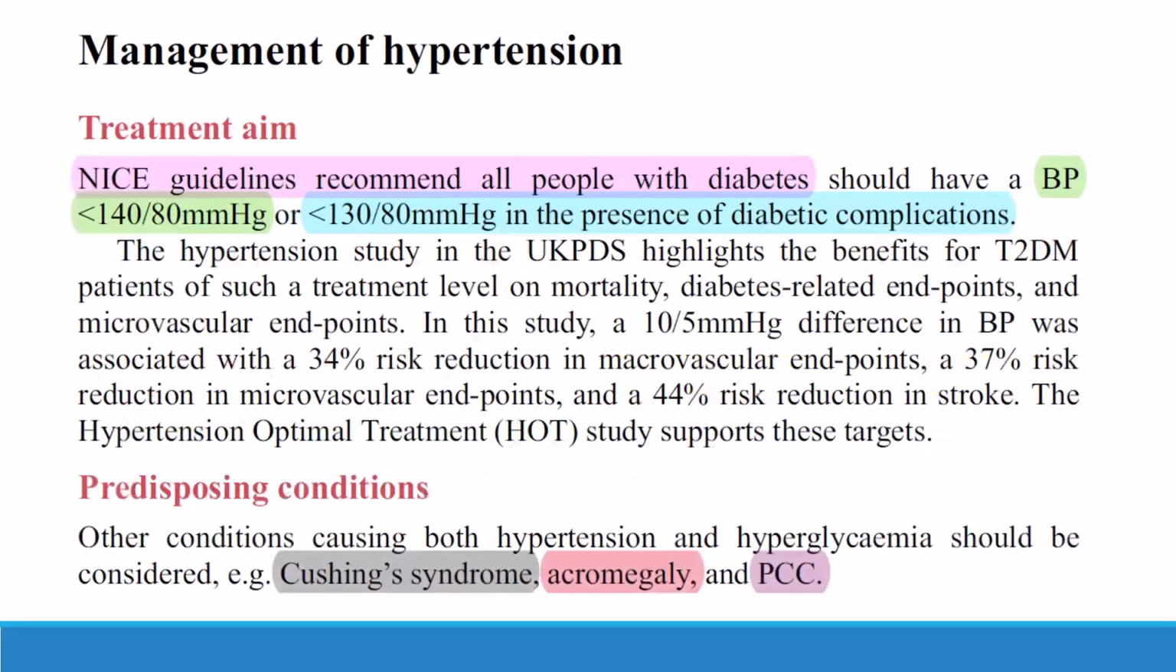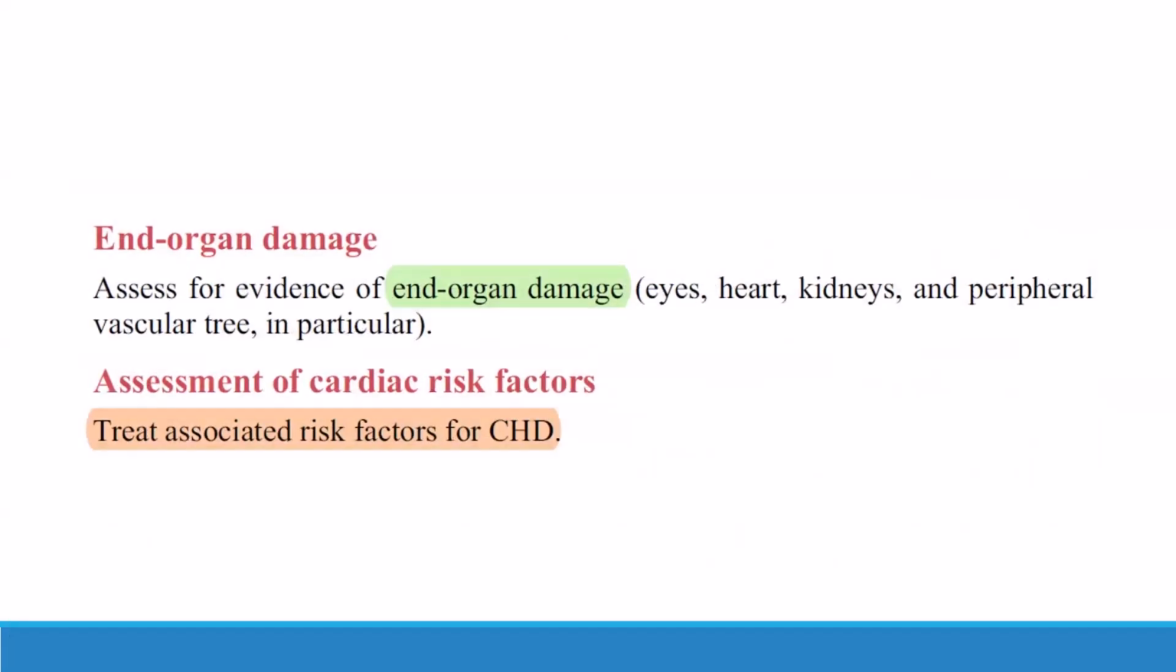Management of hypertension is important, and NICE actually recommends blood pressure to be less than 140/80, except if the patient presents with diabetic complication, we should target blood pressure to be less than 130/80. And we should exclude other causes of hypertension like Cushing, acromegaly, pheochromocytoma. These three conditions can cause hypertension and hyperglycemia.